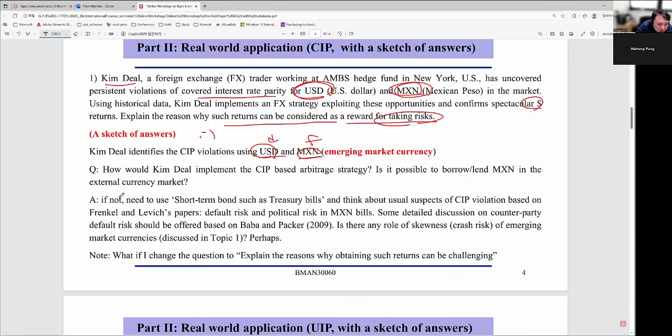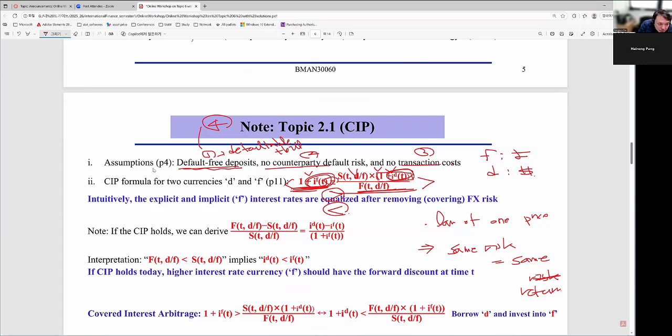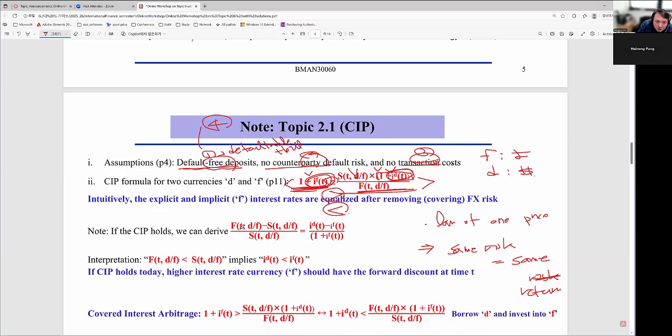Now, given the situations, how would you implement an arbitrage strategy? Now remember, this is the Mexican peso, and what you need to do is first check whether these kinds of assumptions are still true with the currencies you have now, the dollar and the Mexican peso. First of all, when we learned CIP and how to exploit CIP violations in topic 2.1, we were using the so-called external currency or eurocurrency. What is the meaning of this?